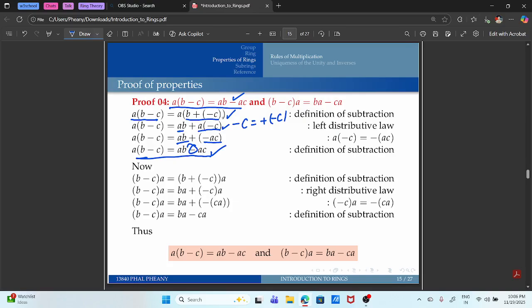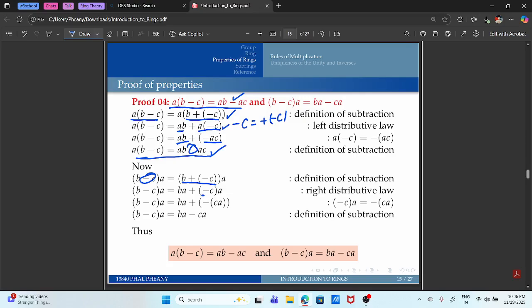Now we move to the second part. The second part is (B minus C) times A, which is equal to, using the same step as before, minus C equals plus and minus C. So we can write this as (B plus minus C) times A. So we use the distributive property. So we get B times A plus (minus C) times A.